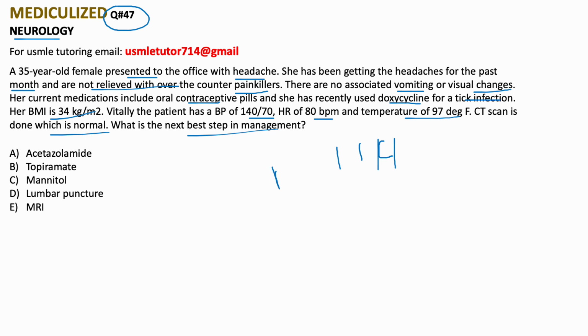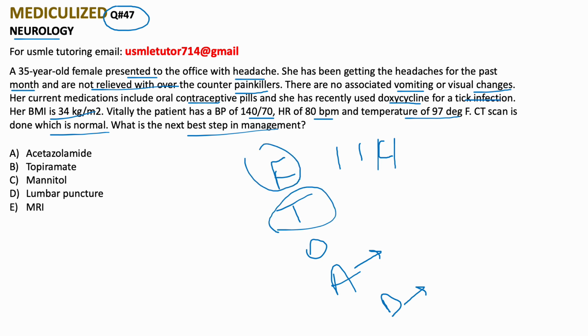So these are the risk factors. FEMALE TOAD is the mnemonic for this. F is for female, T is for tetracycline, O is for obesity, A is for vitamin A toxicity, like isotretinoin the patient may be using, and D is for danazol. This patient is using a tetracycline, which is the doxycycline. This patient is also female, and also the patient is obese. So these were the three risk factors in this patient that suggest that this patient has pseudotumor cerebri.